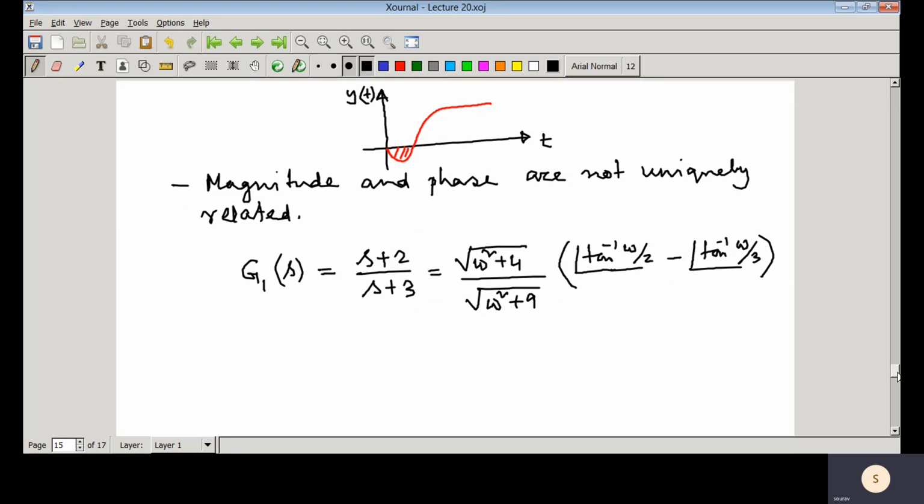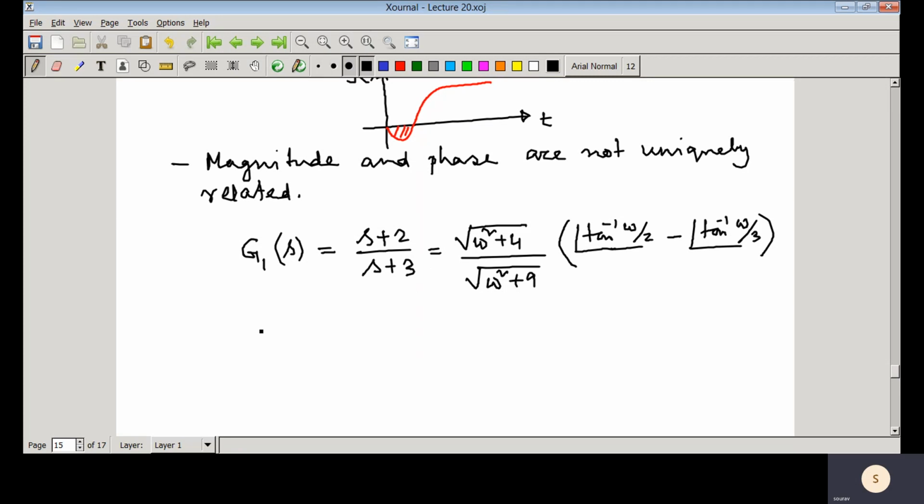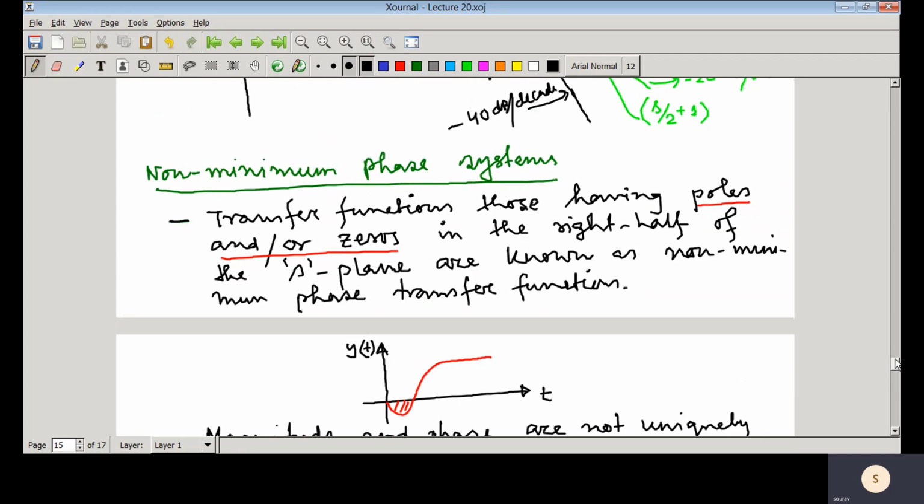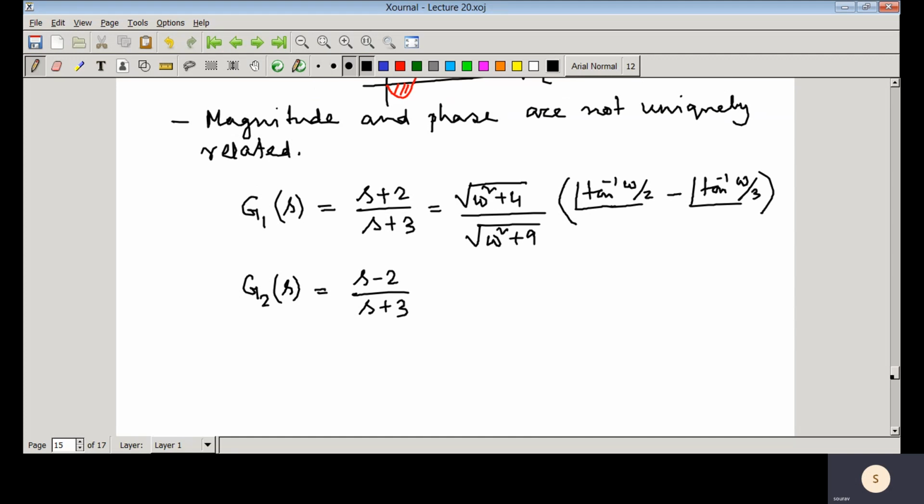But if you take a transfer function G(s) = (s - 2)/(s + 3), then according to the definition, if there is a pole or zero on the right half of the S plane, here you can see that there is a zero on the right half of the S plane. That's why this transfer function is called a non-minimum phase system.